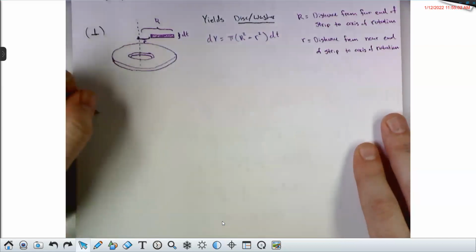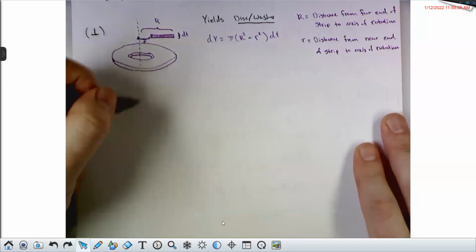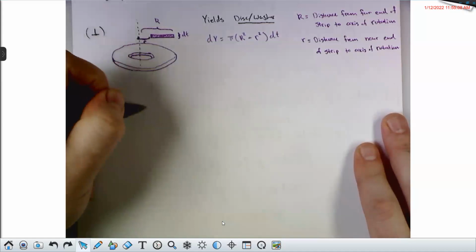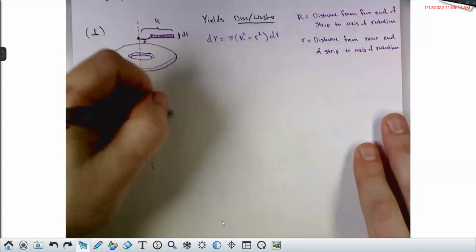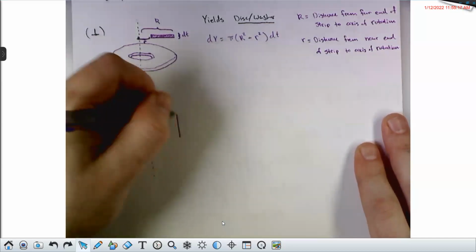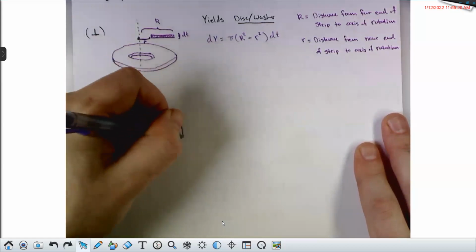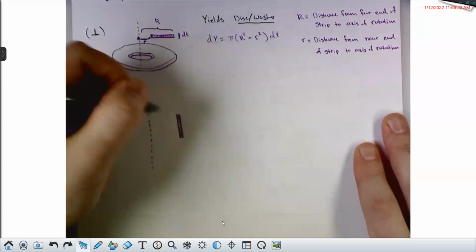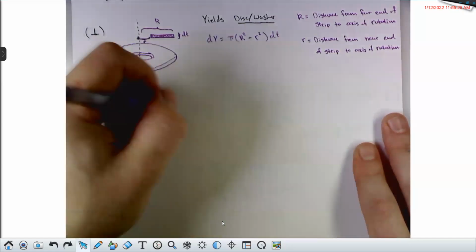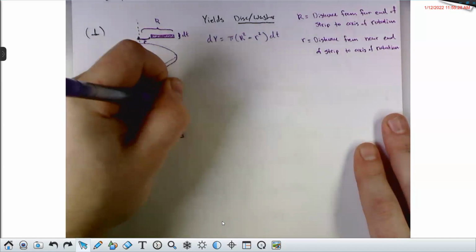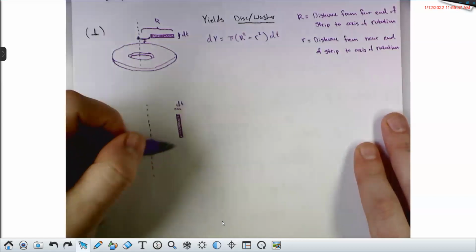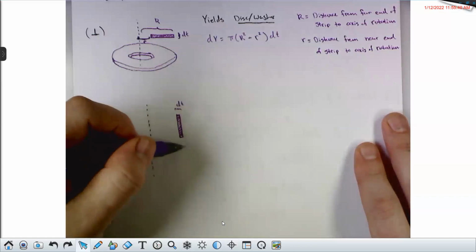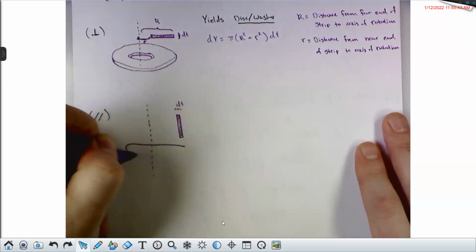If, on the other hand, you come in here and you draw your strip parallel to the axis of rotation, so I'm going to place my strip like this. Again, I'll just call the thickness of the strip dt, because it could be dy or dx, depending on the problem. When you rotate just this strip, what you will get is a slightly different shape.